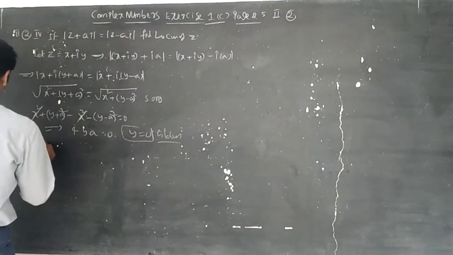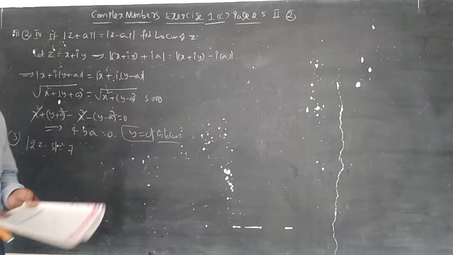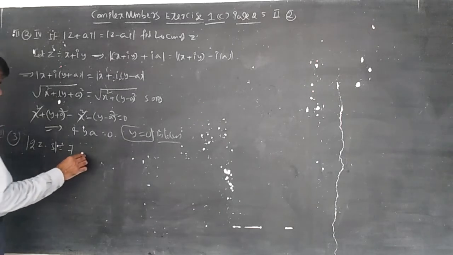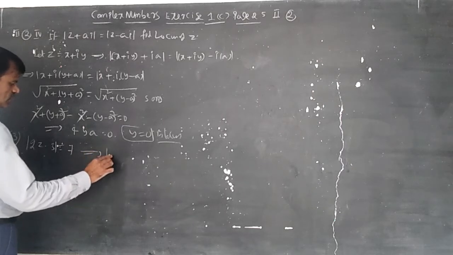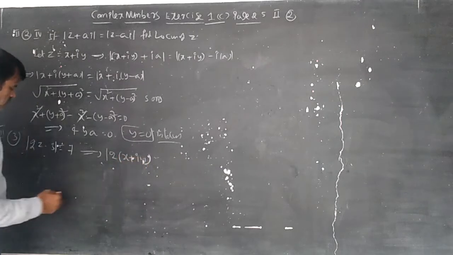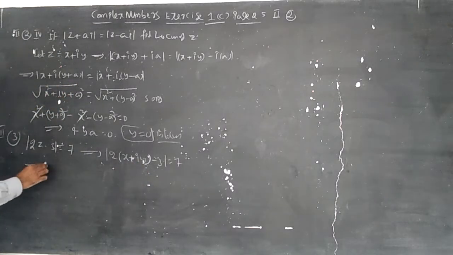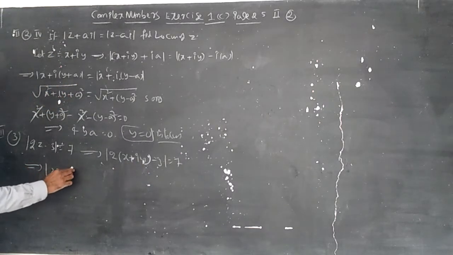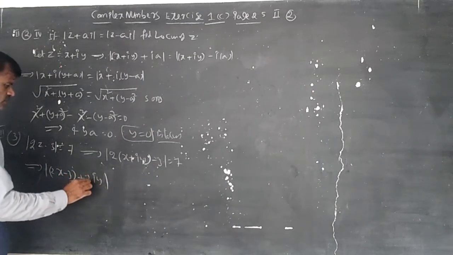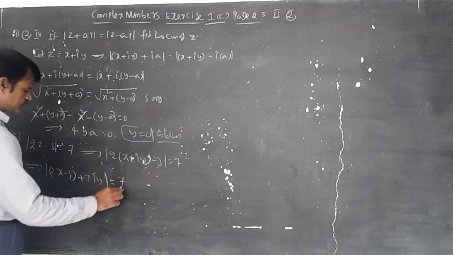First one: modulus of 2z minus 3 is equal to 7. Whenever z is equal to x plus iy, already given, we can directly write 2 into x plus iy minus 3 is equal to 7. This is our modulus. That implies 2x minus 3 plus 2iy, modulus is equal to 7.